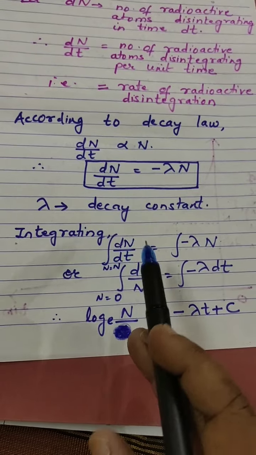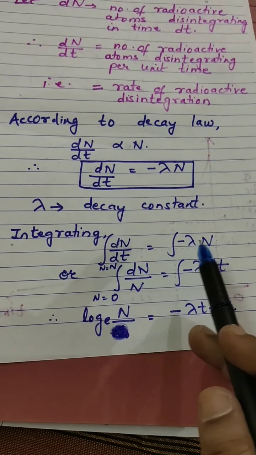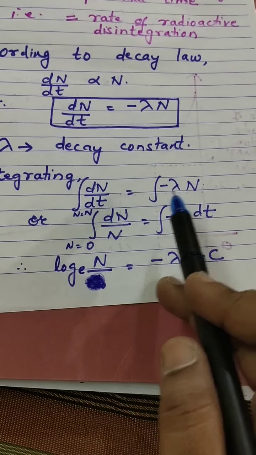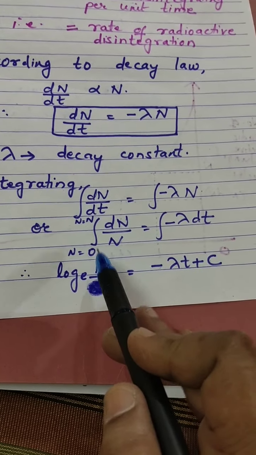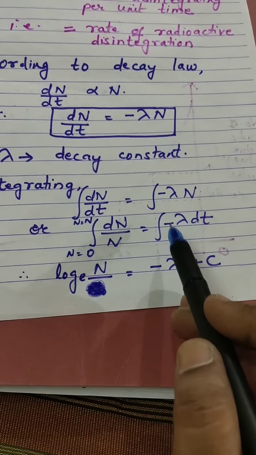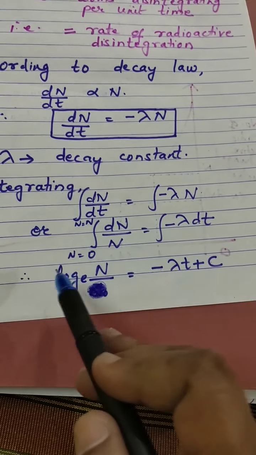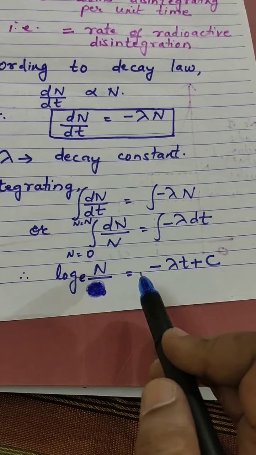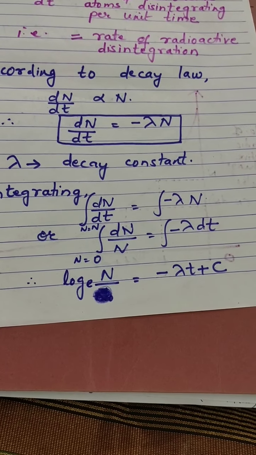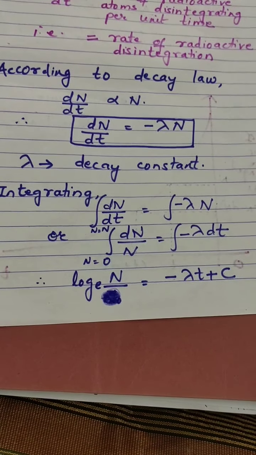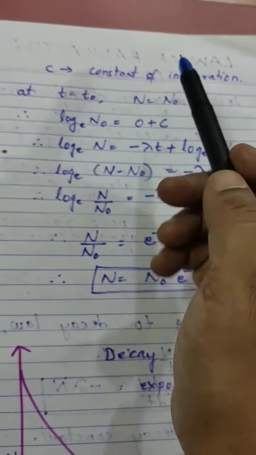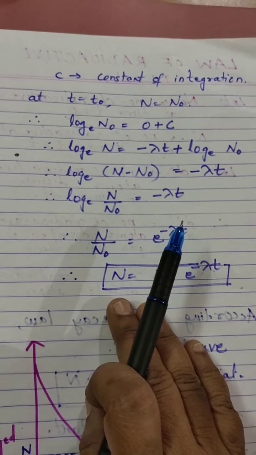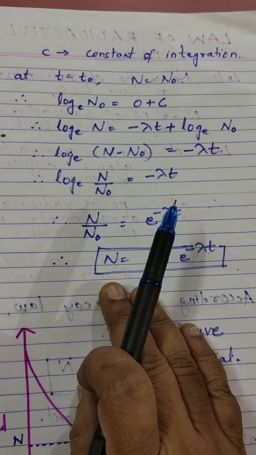Integrating the above equation, the integration of dN by dt is equal to the integration of minus lambda N, or we can say the integration of dN by N within the limits N equal to N0 to N equal to N is equal to minus lambda dt. So the value gives us log to the base e of N is equal to minus lambda t plus c. In that equation, c is the constant of integration.